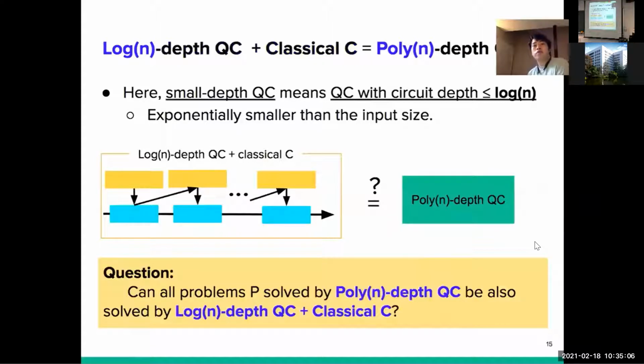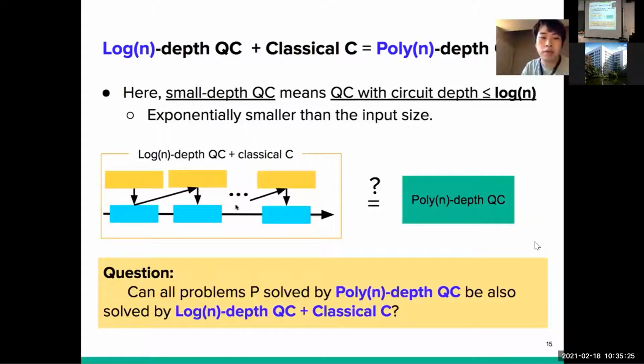But before answering the question, we first need to quantify how small the small depth quantum computer is. Here, small depth quantum computer means a quantum computer with circuit depth at most log n. This implies that the circuit depth is exponentially smaller than the input size.